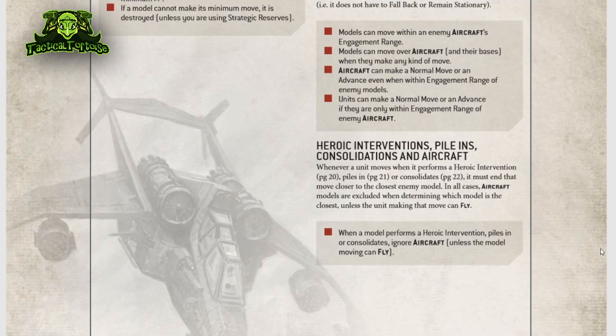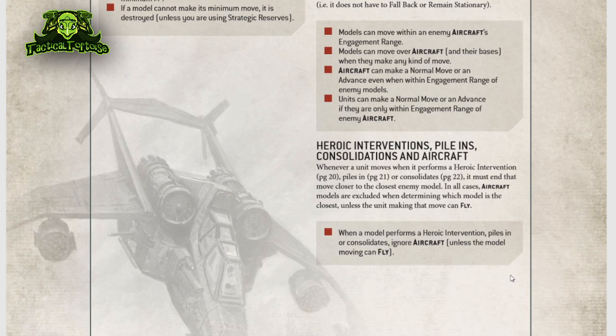Aircraft are also ignored now when performing moves for Pile In, Consolidate, and Heroic Intervention. This was a bit of a loophole in 8th edition where you could sometimes get some additional movement using an aircraft to chain off of in a Pile In or Consolidate. In this case, it's not going to count as the closest model for the movement of those Pile Ins, Consolidations, and Interventions, which means you could still potentially move within 1 inch of them. However, if you don't have any other models behind the aircraft that you can declare that you're moving towards, then you wouldn't be able to do that.